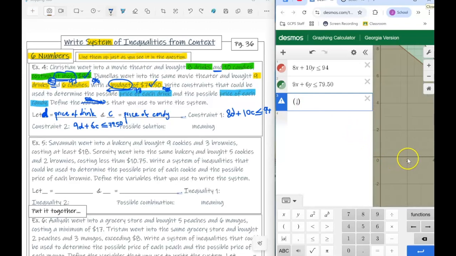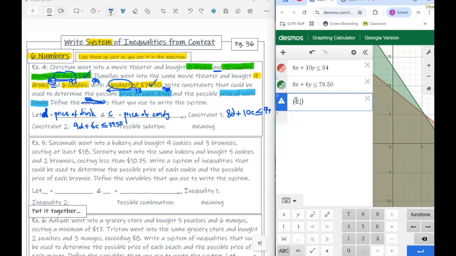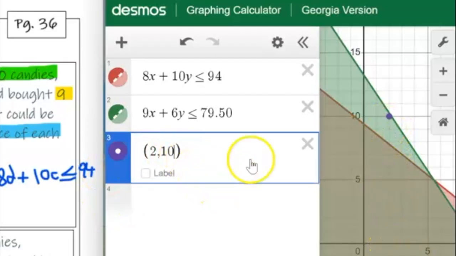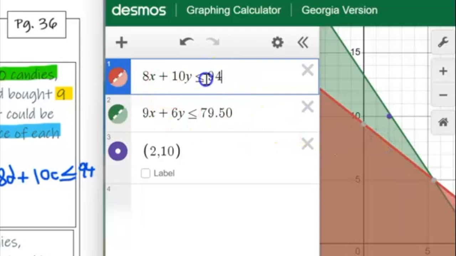So let's zoom in. I can see 2, 2, for example. All right, so let me put 2, 2. That is in my solution again, because it is possible for the price of my drink to be $2 and the price of my candy to be $2, because it is in my solution set. Now I cannot choose 2, 10. Why? Because even though it's possible for it to be on this inequality, it is not also a solution for this inequality. So I cannot pick that. So whatever I pick must be within here and make sense in the context of the problem.